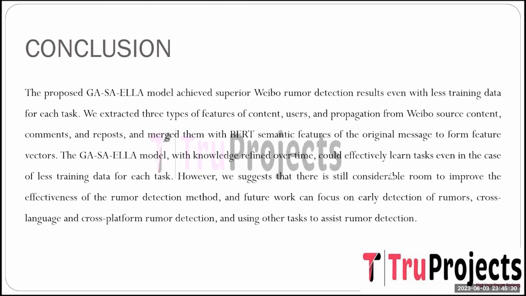And in conclusion, this model achieved superior Weibo rumor detection results even with less training data for each task. We extracted three types of features of content, users, and propagation from the Weibo source content, comments, and reposts, and merged them with the BERT semantic feature of the original message to form the feature vector. And this model, with the knowledge refined over time, could effectively learn the task even in the case of less training data for each task.